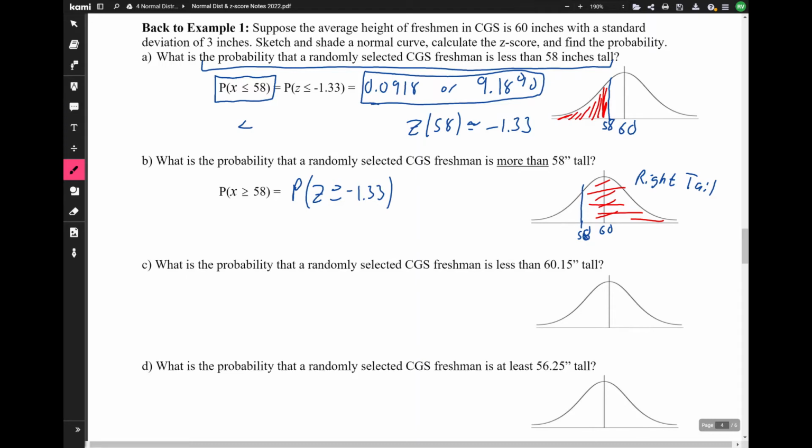Because they add up to 1, the probability of the right tail is 1 minus the probability of the left tail, which gives z less than or equal to negative 1.33. Those are the same thing. So we can do 1 minus 0.0918, which is 0.9082, or a 90.82% chance.